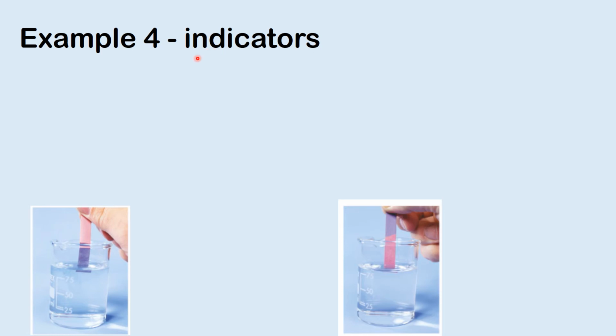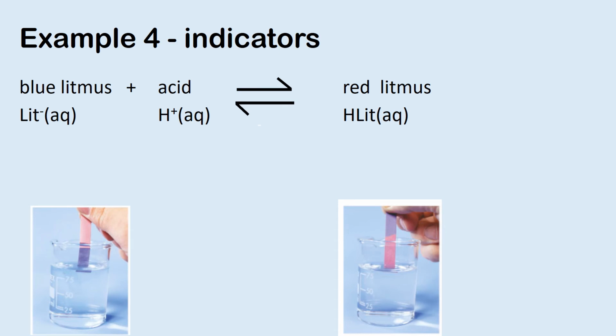So the one we're going to have a quick look at here is something called litmus, which you might remember from way back in, I don't know, year 7, maybe even year 6. And litmus will go pink in acids and blue in alkalis. However, all indicators work under the same principle as this one. So blue litmus, if you then add acid to it, it changes colour to form red litmus. And here's the reversible reaction to that happening. Now, this is where this one's slightly confusing.